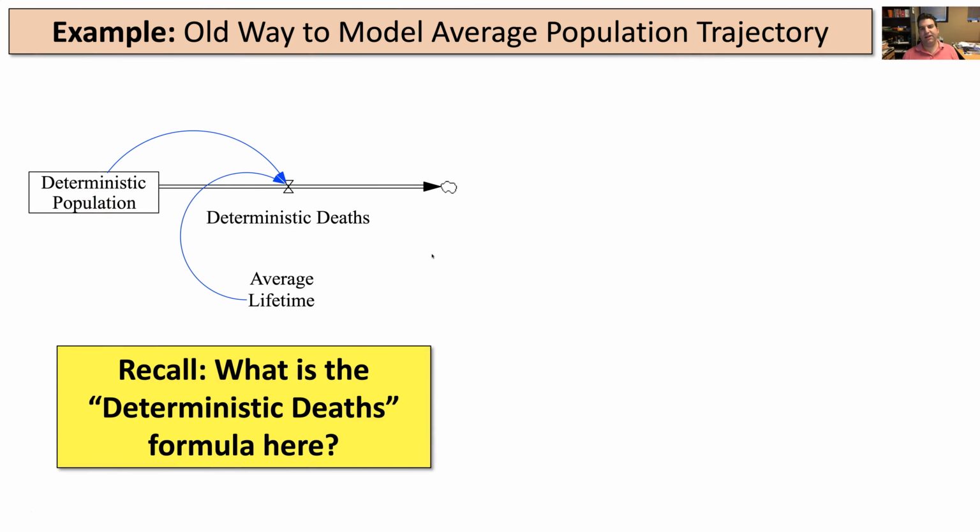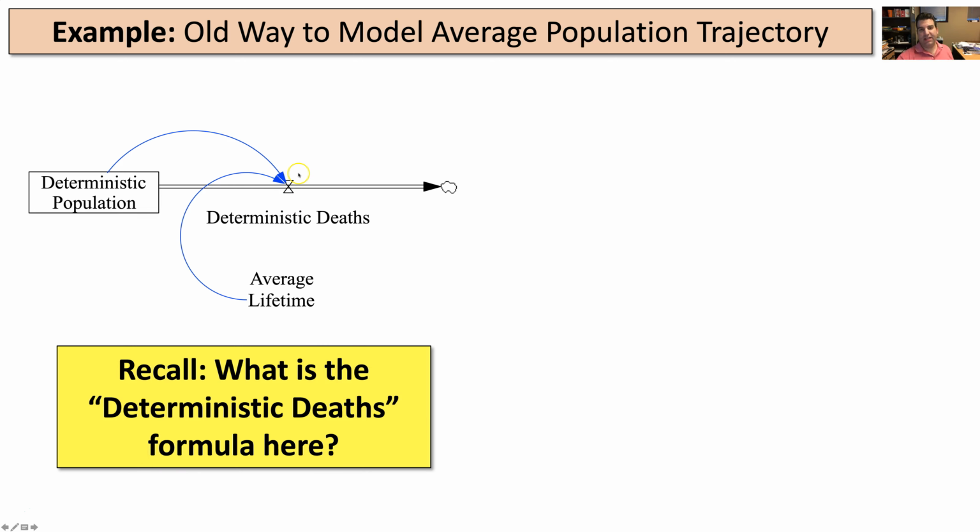All right, so let's see what the consequences of all this are. So I'm going back to a simple deterministic model of population growth that we see right here on the screen. So there's a deterministic population. It's just a stock. It has an outflow here. So I have a flow that I'm calling deterministic deaths, and I've got the average lifetime in here. So take a minute and think about this. What formula do you think I should put in this flow here?